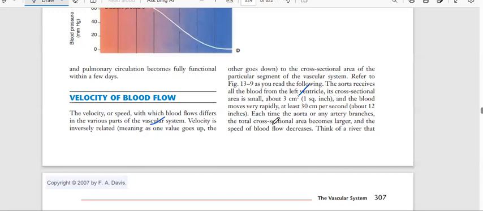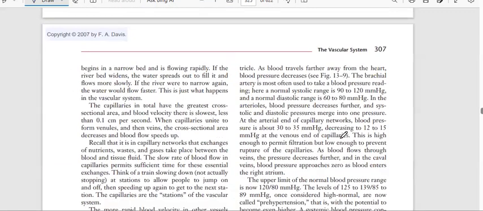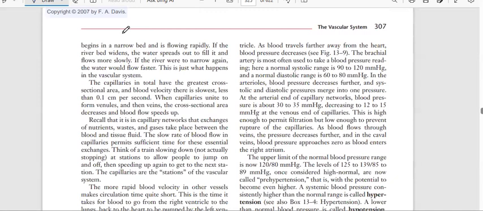Each time the aorta or any artery branches, the total cross-sectional area becomes larger and the speed of blood flow decreases. Think of a river that begins in a narrow bed, flowing rapidly. If the river bed widens, the water spreads out to fill it and flows more slowly. If the river were to narrow again, the water would flow faster. This is just what happens in the vascular system.